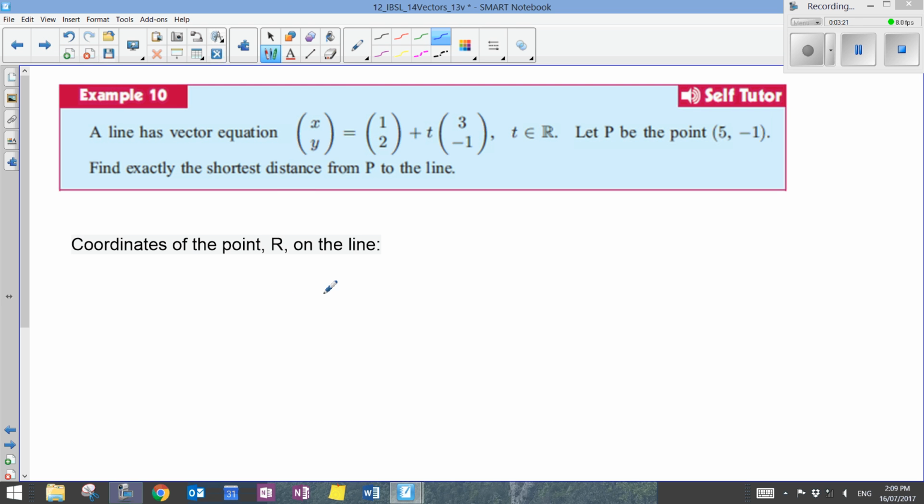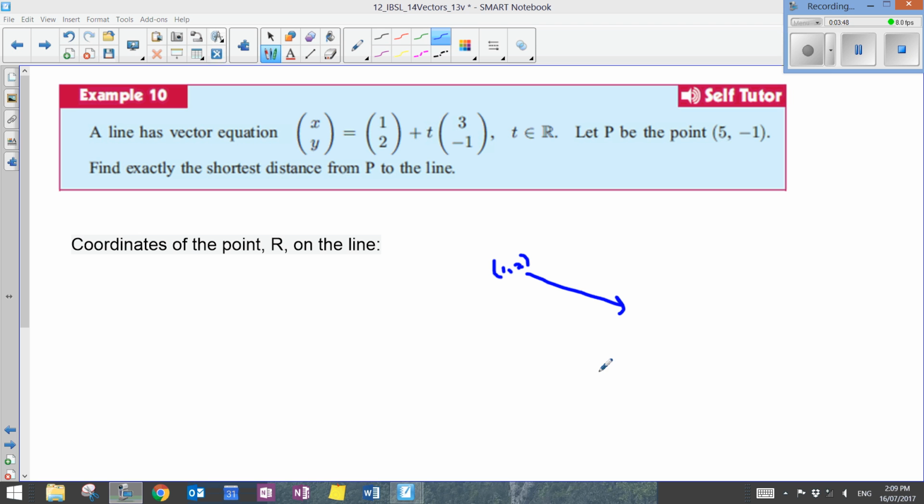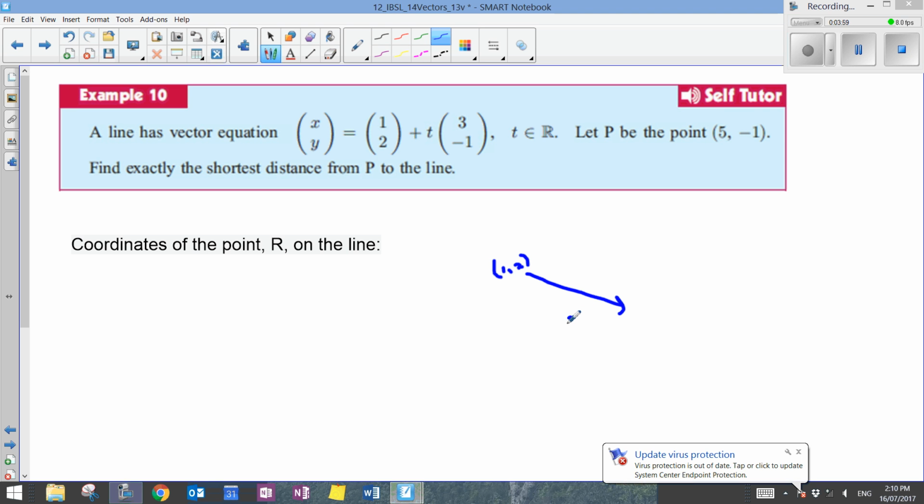So our first example is a line that has a vector equation of this for any time t that's a real number. Let P be the point (5, -1). Find exactly the shortest distance from P to the line. So already we've got this direction occurring. We start at (1, 2). We're moving in the direction (3, -1). And then we've got this point P that's at (5, -1), down here somewhere.